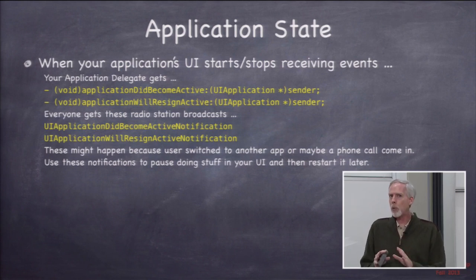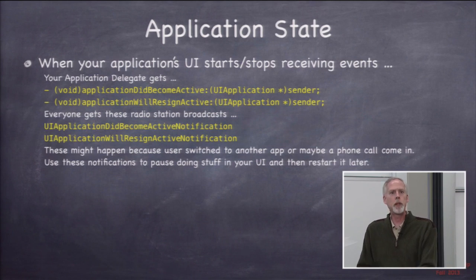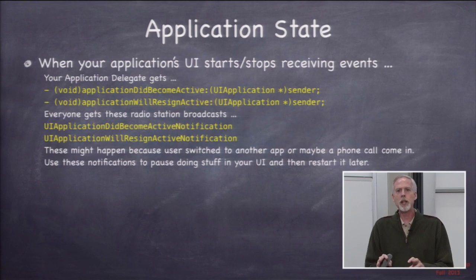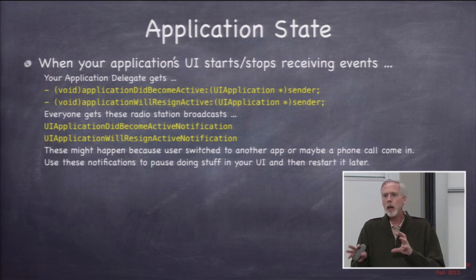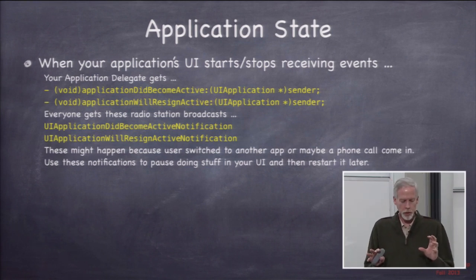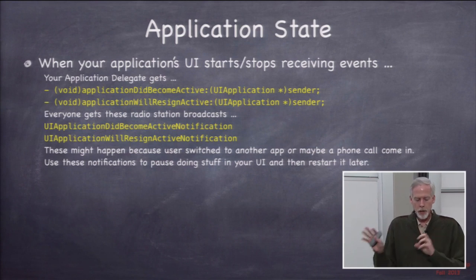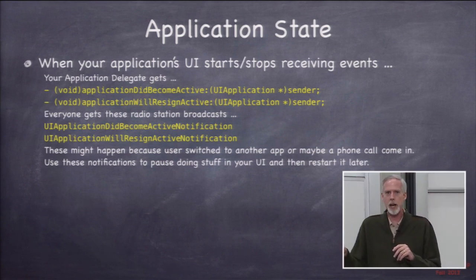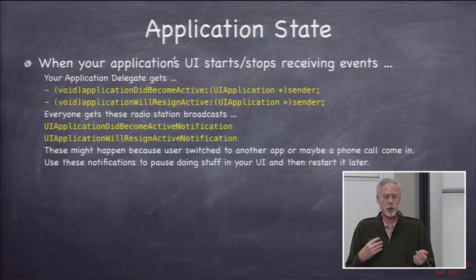So it's important to know when your app stops being active, like Bouncer, so the Bouncer can pause the game. So I like to think of the activeness of your application as being the pause/resume of your application, okay? So you find out about these. Your application delegate has these methods: application did become active, application will resign active, right? That's going between the two states.